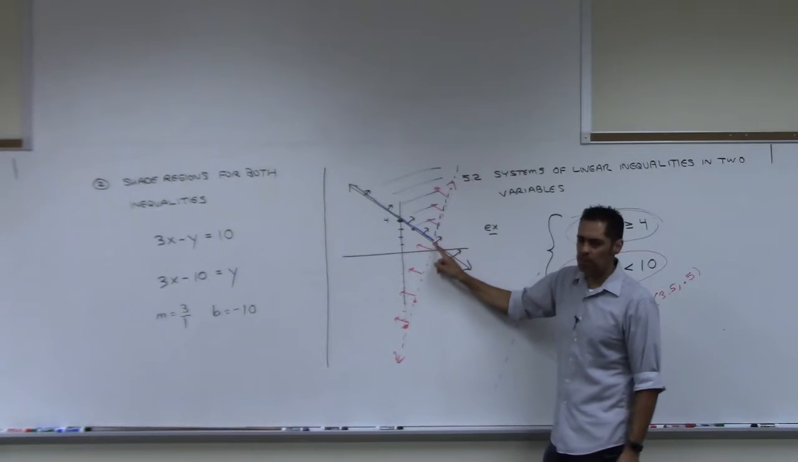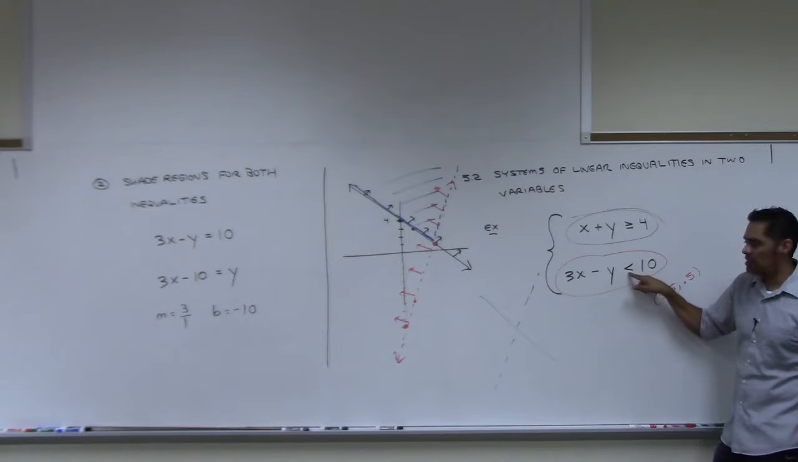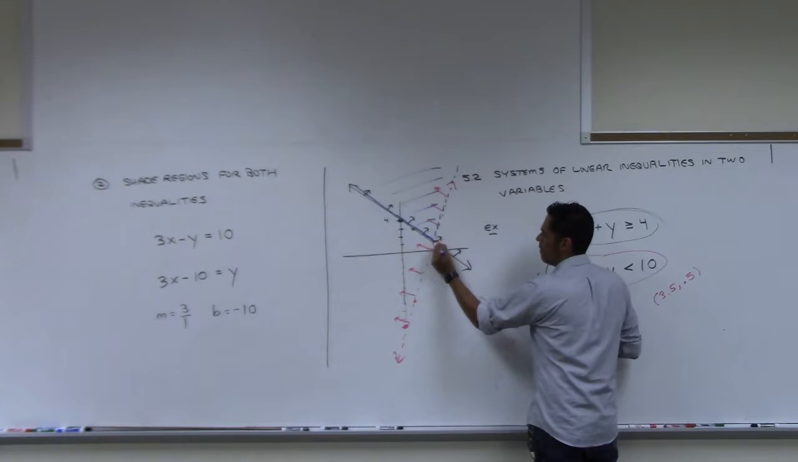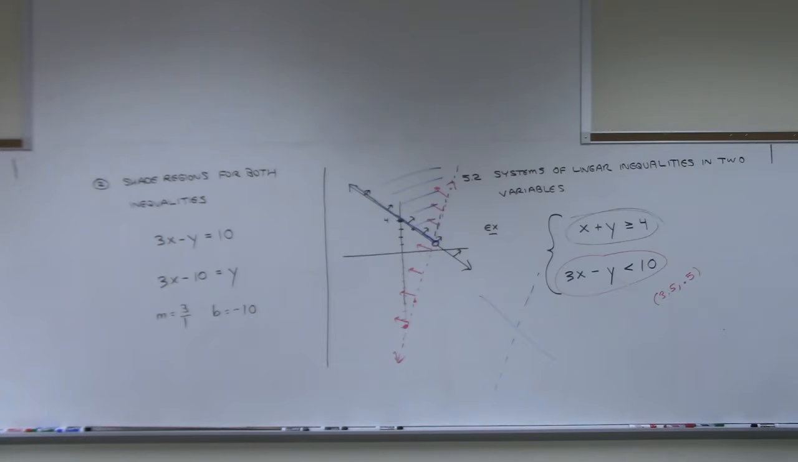Do you think you can pick this point where they hit each other? Do you think that can be part of the answer? No, it can't, because that does not satisfy this. It has to be equals for that to be included. So it actually would have an open circle here. You don't need to worry about that, but technically that point's not in there. That's it. That's your region.